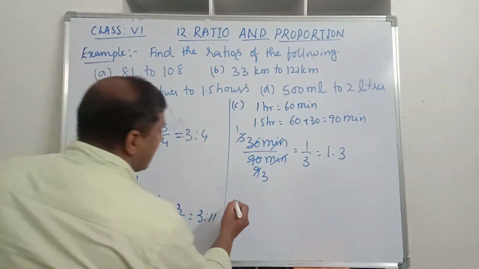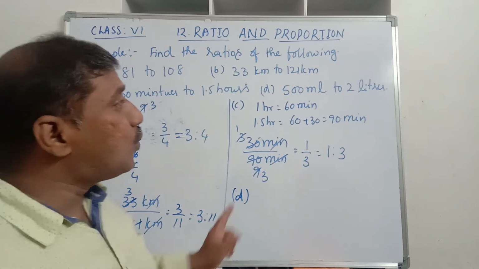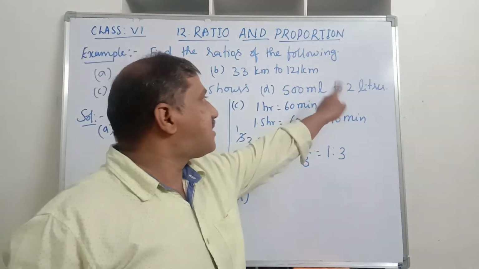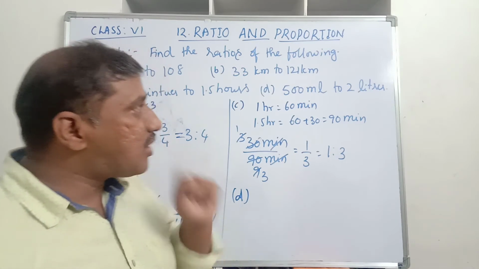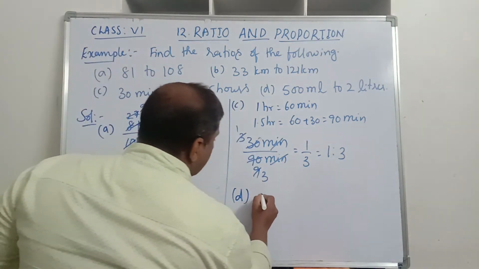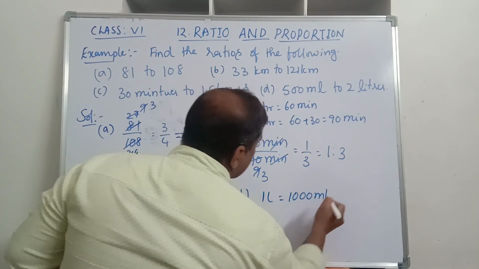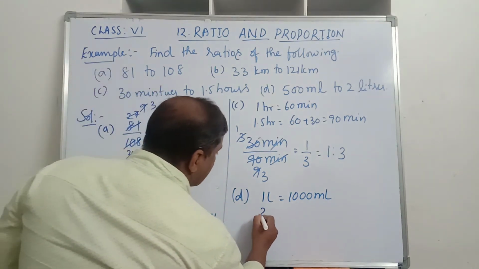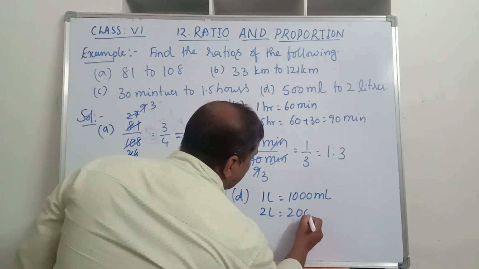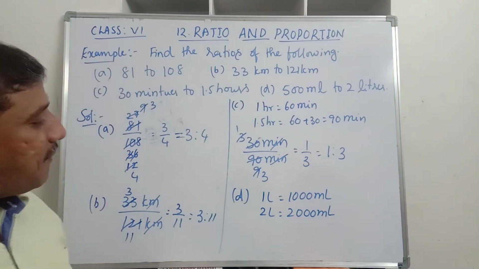Now the D bit here we have 500 ml to 2 liters. Liters and milliliters are both units of volume, but their values are different. So we know 1 liter is equal to how many milliliters? 1000 milliliters. 1 liter is equal to 1000 milliliters. Now 2 liters is equal to what? 2 into 1000, it is 2000 milliliters.